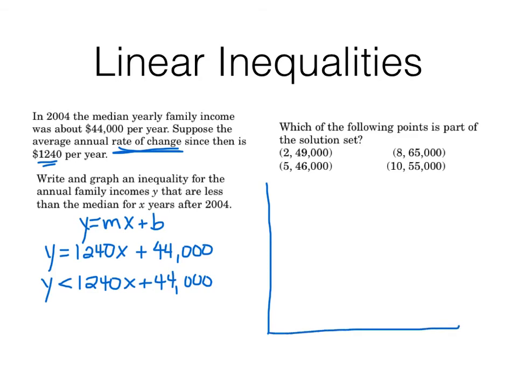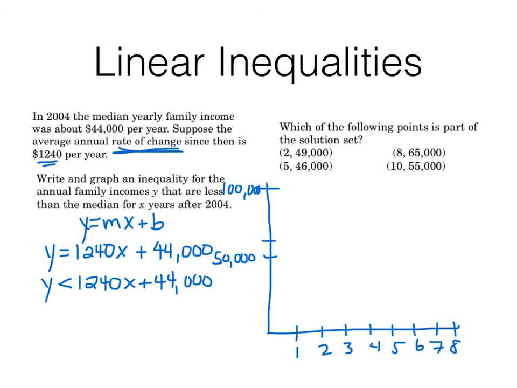On my graph, counting 1, 2, 3, 4, 5, 6, 7, 8. This is years since 2004. And on the y-axis, it's going to be family income in thousands. Okay, so here's 50,000 right here.